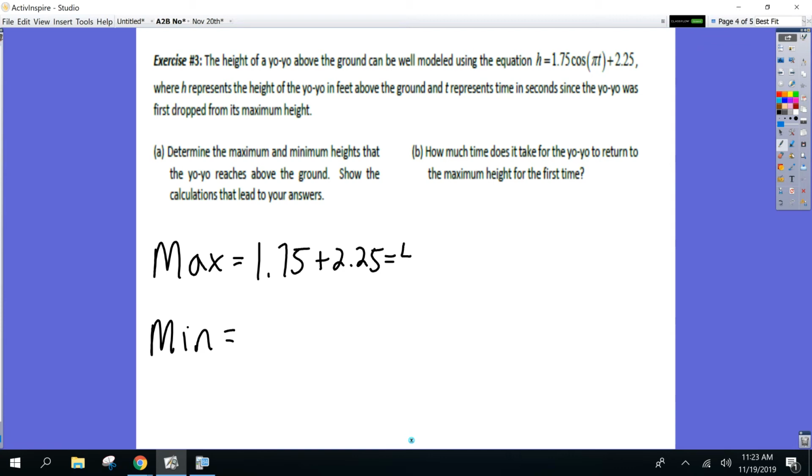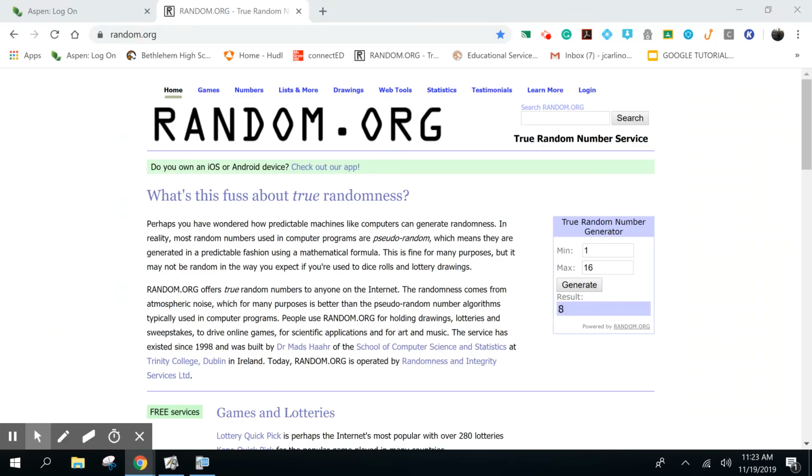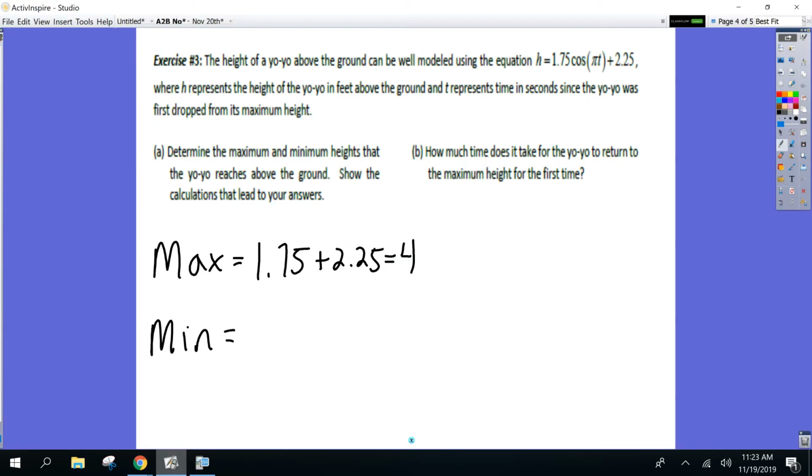4? And somebody help me with the minimum height of the yo-yo. What was the minimum height? Yeah, I can't have that, so we shifted it. You got it. So what's my minimum now? Good.